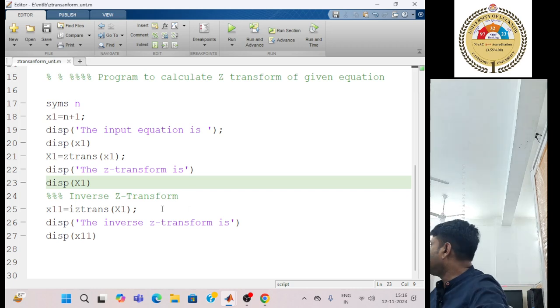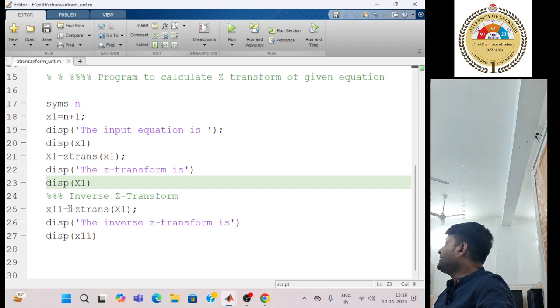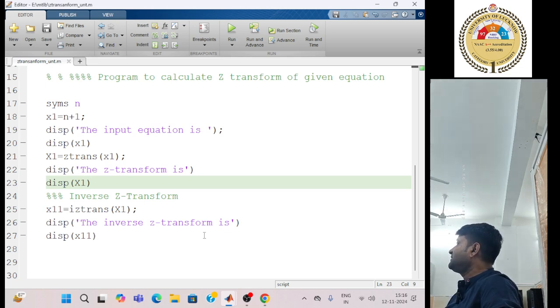For the inverse Z transform you write x11 is equal to iztrans. This is the command of the inverse Z transform, iztrans x1. This is the inverse Z transform command to find the inverse Z transform. Then display this inverse transform result.